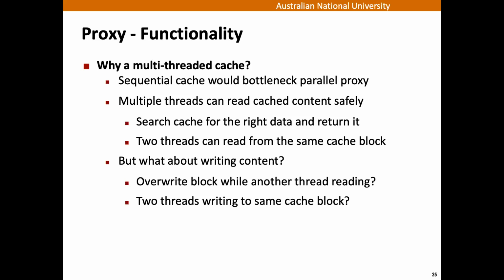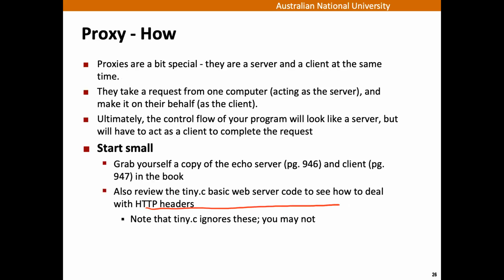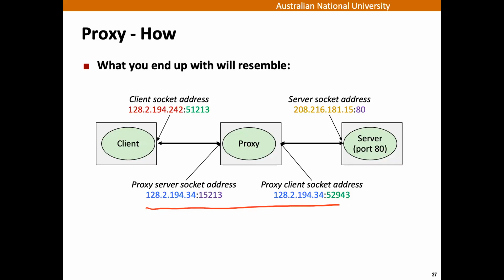So two threads writing to the same cache block, you will need to take care of that in your multi-threaded proxy. Okay, so here's how a proxy looks. We have the client at the very left and the server at the very right, they have their own socket addresses, IP port pairs, and we have the proxy in the middle. Proxies are kind of special.